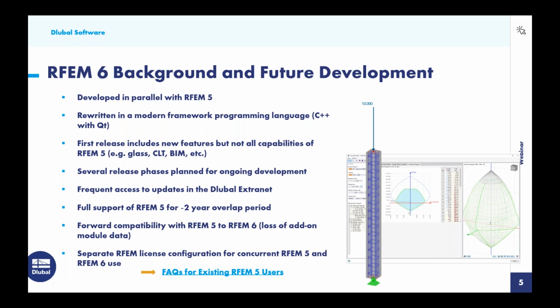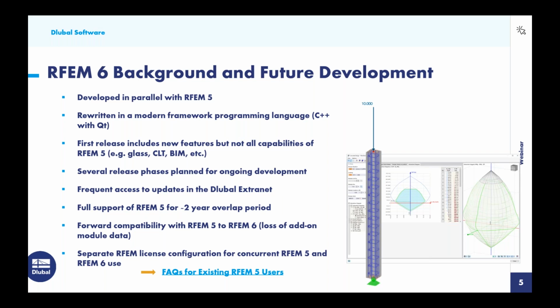However, we plan to fully support RFEM 5 for this 1 to 2 year overlap period. We definitely recognize that there's many users who need the capabilities for cross-laminated timber, for example. So you can continue using RFEM 5 as you would as normal. Again, we'll continue fully supporting that until those features are available in RFEM 6, then maybe you want to consider upgrading.